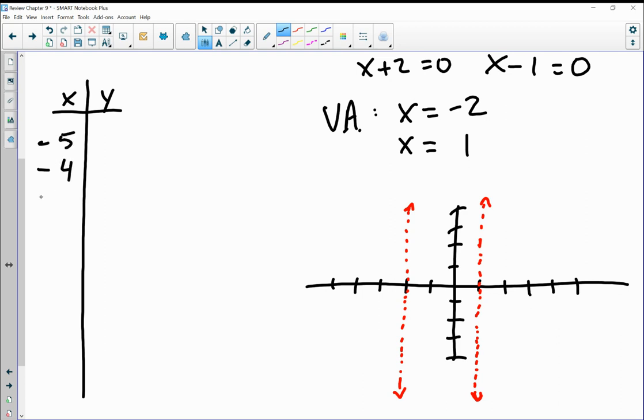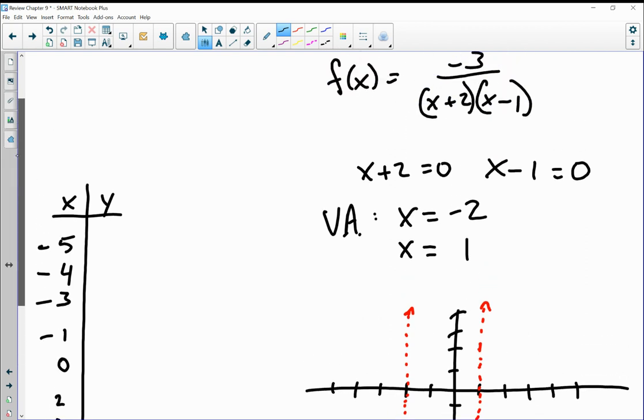-5, -4, -3. In between are going to be -1 and 0. After that last one is going to be 2, 3, 4. Okay, so let's plug these in.